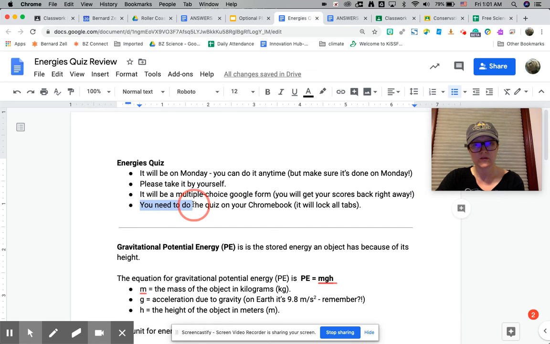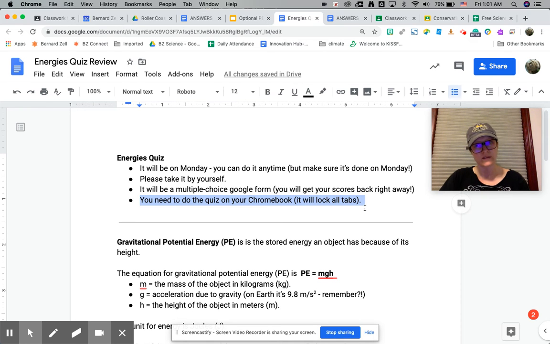And you will need to do this quiz on your Chromebook. It will lock all tabs, like on the Mechanics of Evolution quizzes we had. It's going to do the same thing. So if your Chromebook is not working or you're having problems with your Chromebook, please send me a message and let me know. All right, so the rest of this video, I'm going to go over what's going to be on the quiz. This doc has everything that's going to be on this quiz.